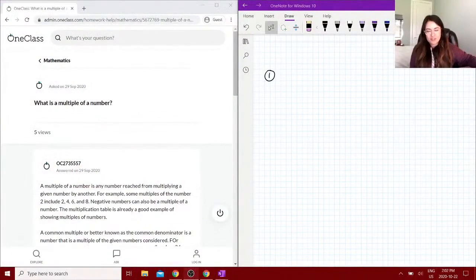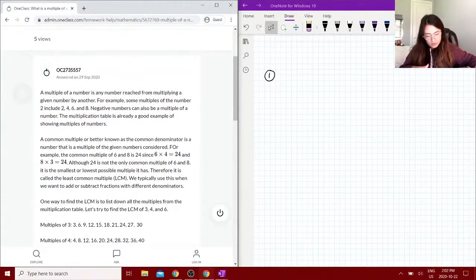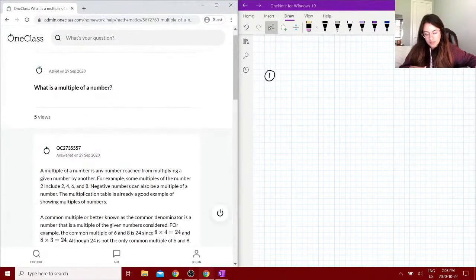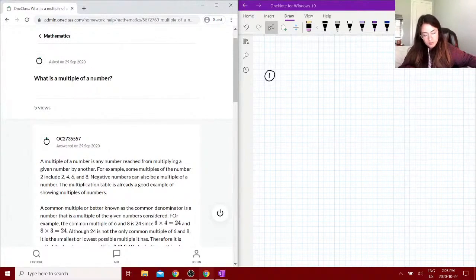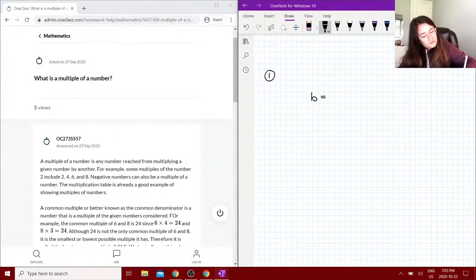Okay. So the first question we're looking at here is asking, what is a multiple of a number? I'm just going to be walking you through the solution here, as you can see. It says that a multiple of a number is any number reached from multiplying a given number by another. Now that might sound a little bit confusing, so I'm going to write it as an equation here. So we can say that it is something like this.